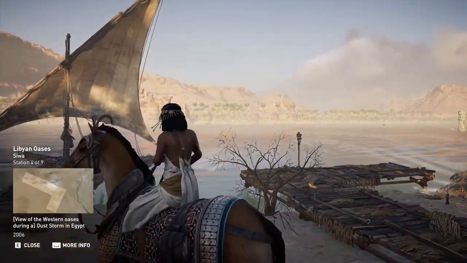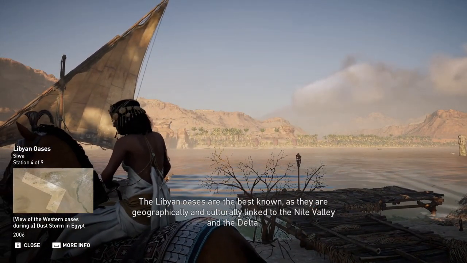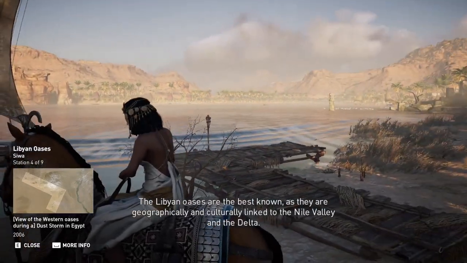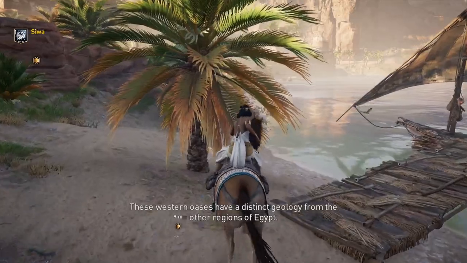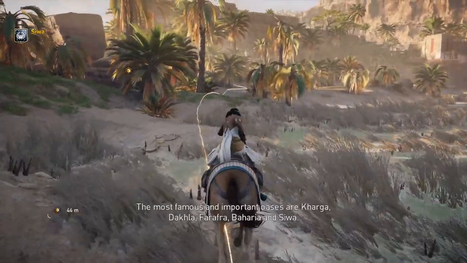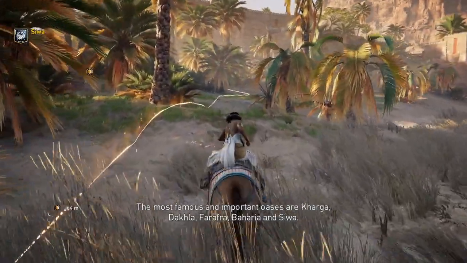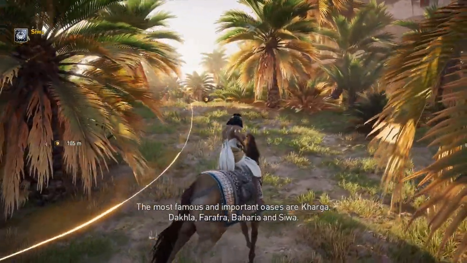The Libyan oases are the best known, as they are geographically and culturally linked to the Nile Valley and the Delta. These western oases have a distinct geology from the other regions of Egypt. The most famous and important oases are Karga, Dakhla, Farafra, Baharia, and Siwa.